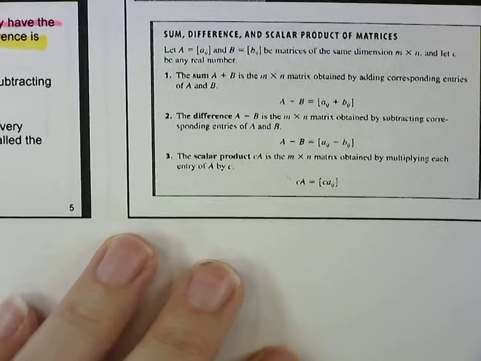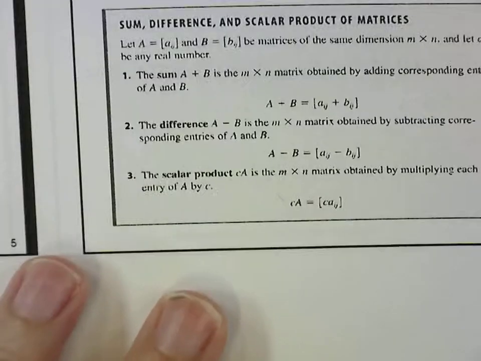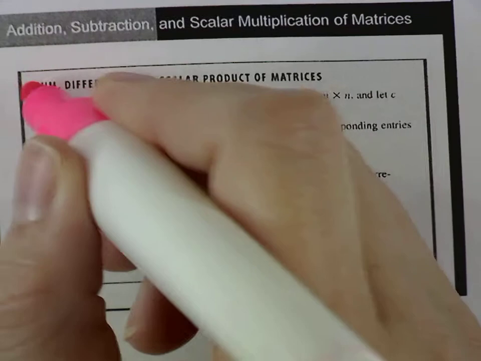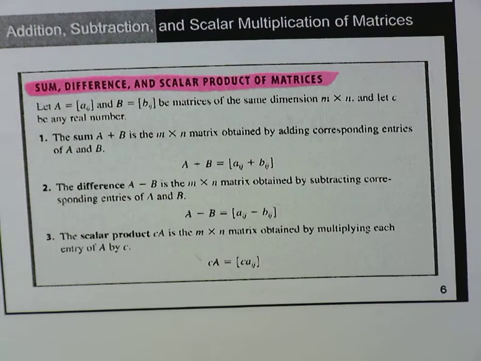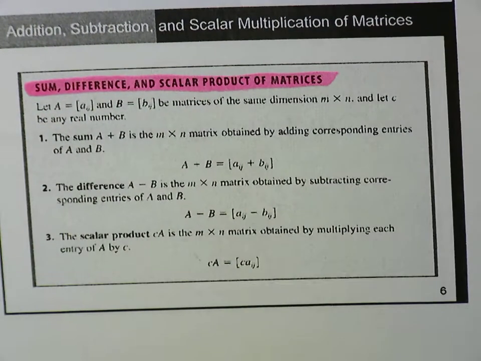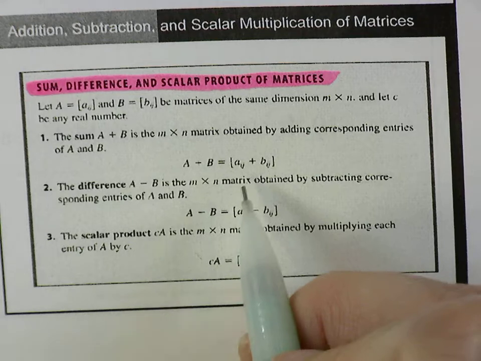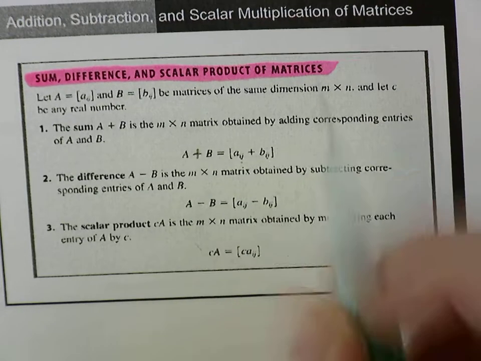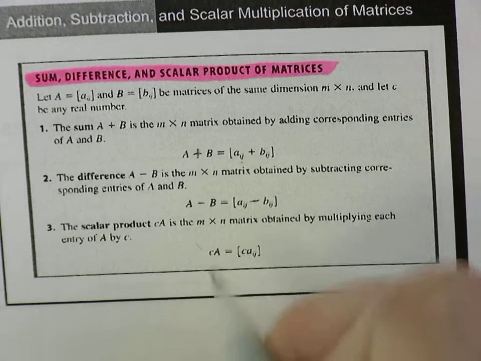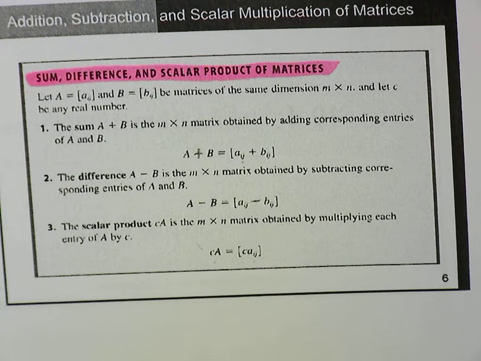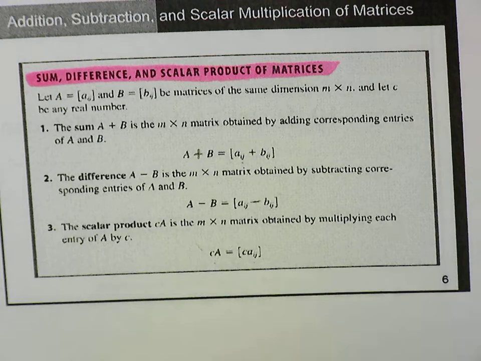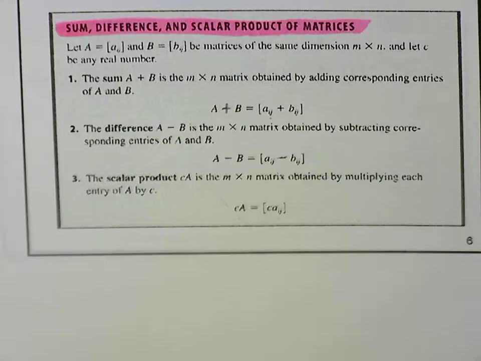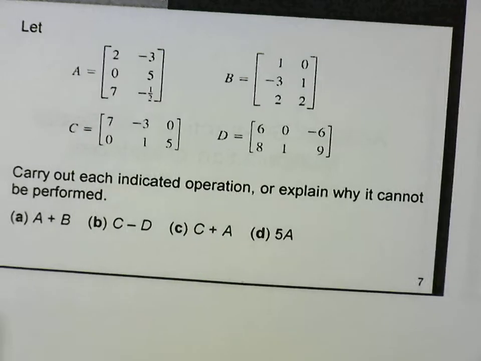The next slide is just going over one of your popular blue boxes in your book, the sum, the difference, and the scalar product of matrices. If you were finding the sum, you would add those two together in the same position. If it was subtraction, you would subtract the two. And if it was scalar multiplication, then you would multiply the two. Don't worry too much about this terminology. This is something that's going to come very naturally to you.